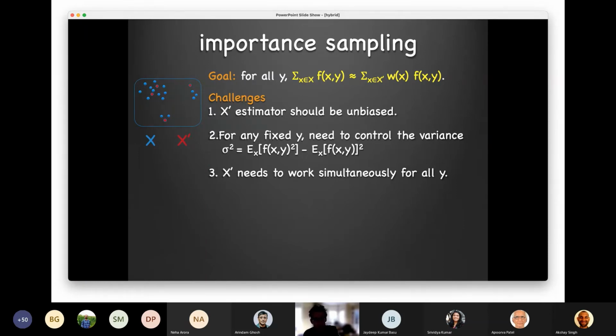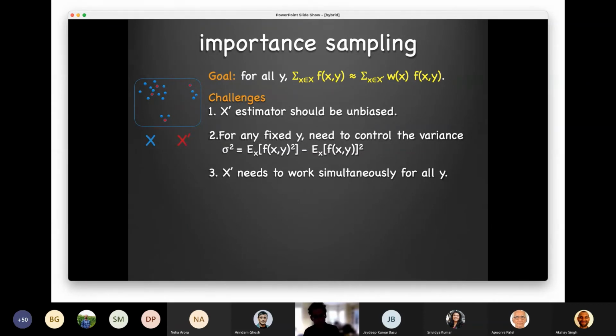That's point number one. Second, I want the variance to not be too large. So for any fixed y, I want this variance here to be reasonable. And if those are true, then for any fixed model, this will be likely to be good. But then third, you have to do some kind of union bound. You know, this has to work simultaneously for all values of y.